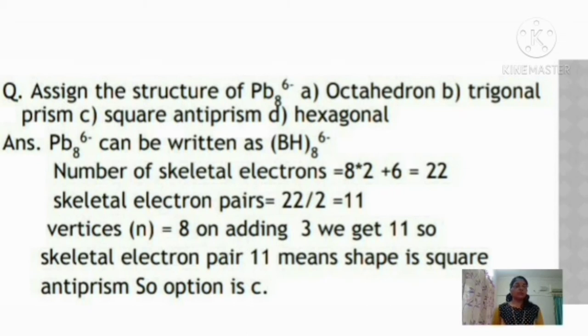How many cappings do we have to remove? For one capping removed, the vertices will be 9. If one more capping is removed, so there is no capping, it will be a perfect square antiprism. At that time the vertices will be correct and equal to 8. So the preferred geometry can be square antiprism, where the cappings can be removed, but the square antiprism will be perfect. So the option is C.